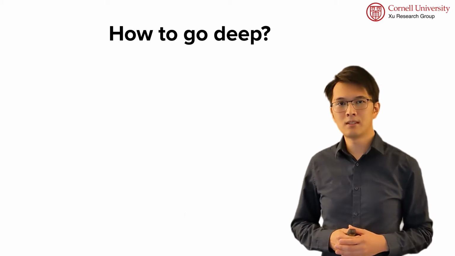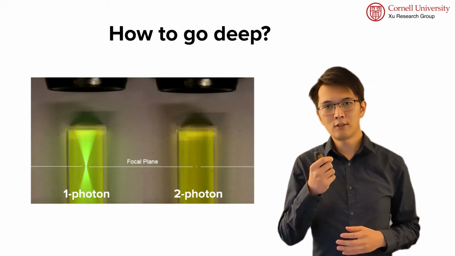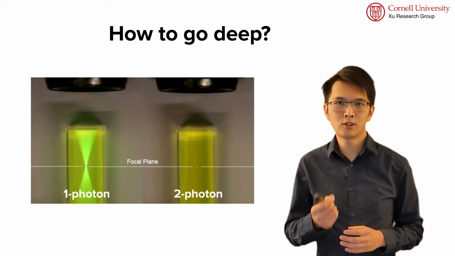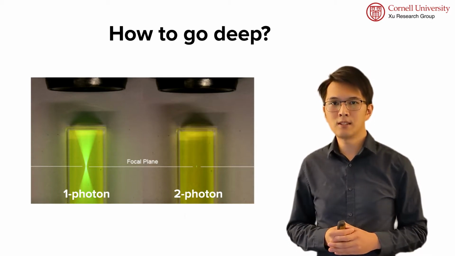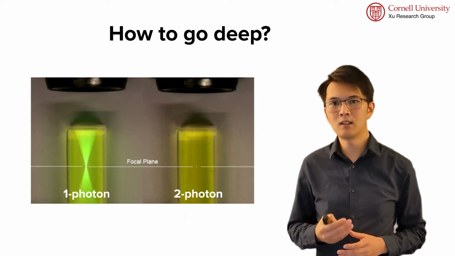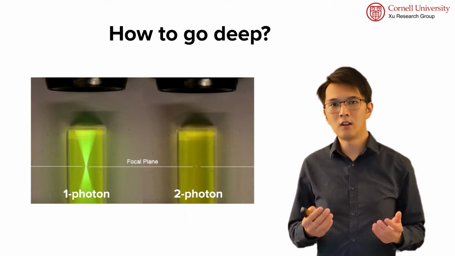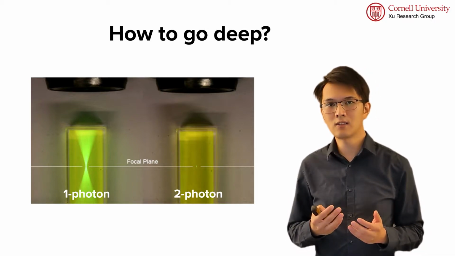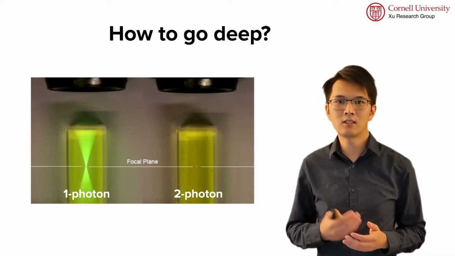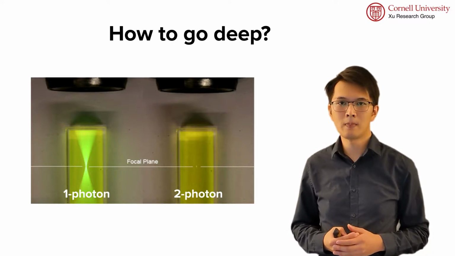The first question will be, how can we go deep? Previously, people have used two-photon microscope to image deep into scattering tissue. In one-photon microscopy, you can see that above and below the focus, there is a lot of fluorescence. And this fluorescence will contribute to the background in the images and eventually degrade the contrast of the image.